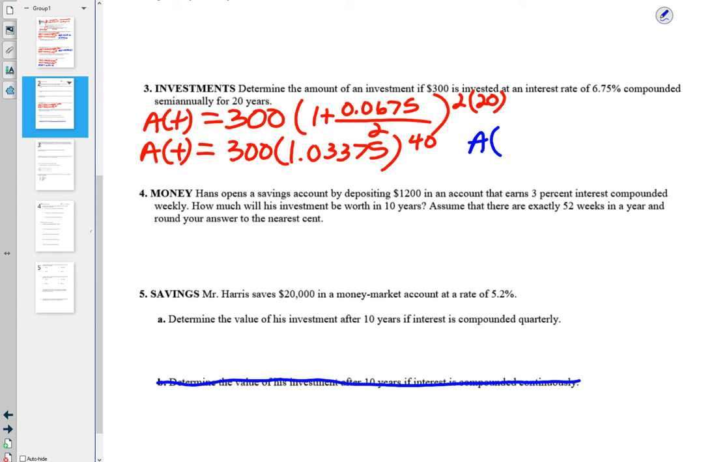So the amount after 20 years is going to be equal to, let's calculate, 300 times 1.03375 to the power 40. I'm getting $1,131.73. This person made about $831, almost 832.